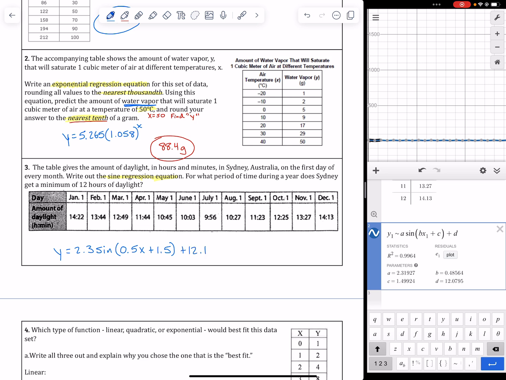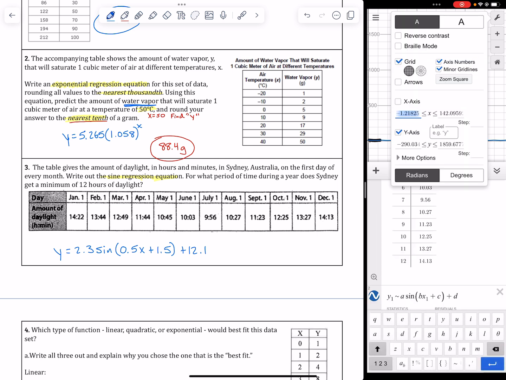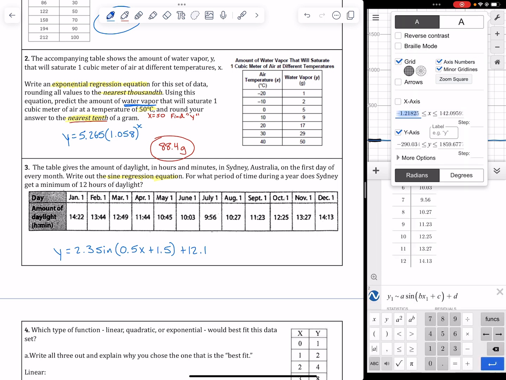So if I use this equation, it says, for what period of time during a year does Sydney get a minimum of 12 hours of daylight? And so what I'm going to do is change my window to match my data. So I have like 1 through 12. I'm going to put 0 to 13 for my X values because that's just a little more outside of the 1 through 12. So let me write that down. So X is between 1 and 12, but then I just use 0 and 13 to be a little outside of that.